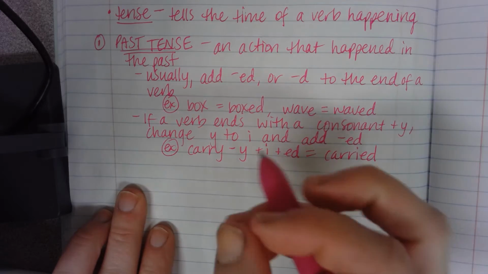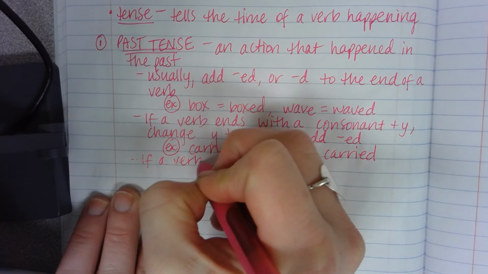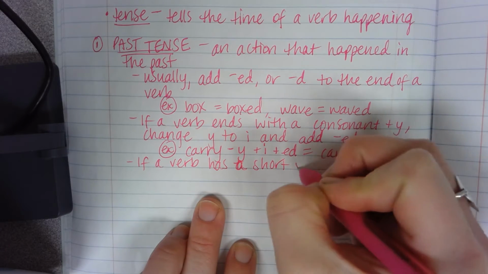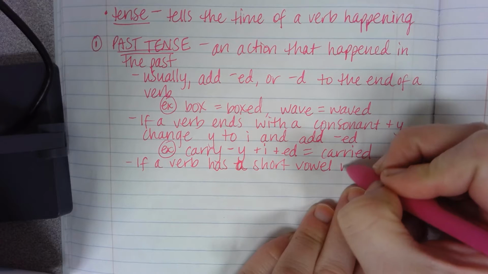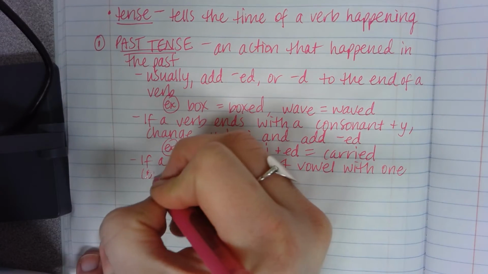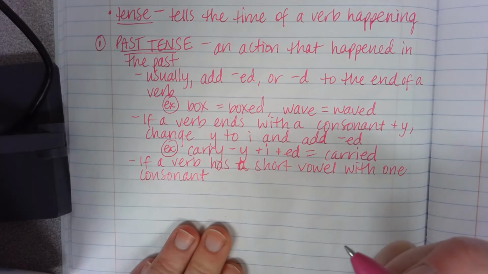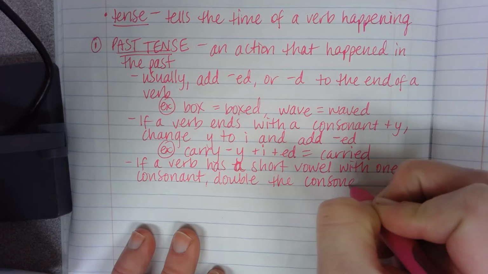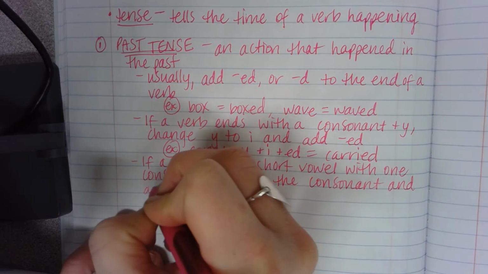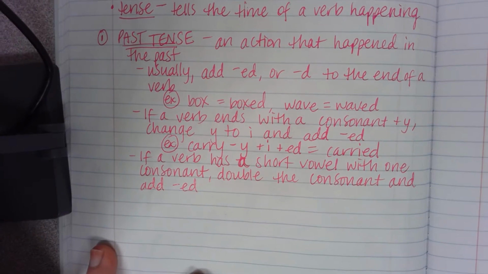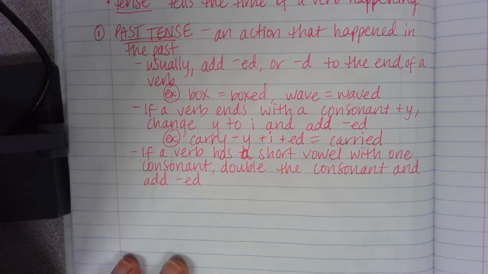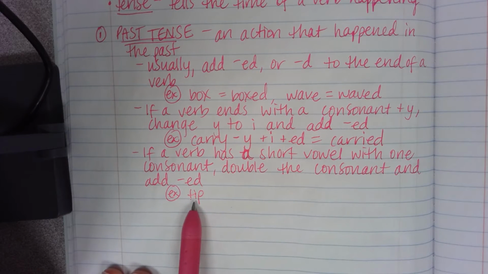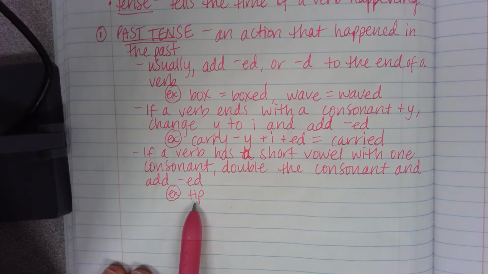All right, another one. If a verb has a short vowel with one consonant, double the consonant, then add ed. Okay, now I'll explain what the short vowel is in a second here. So double the consonant and add ed. So example, the word tip, like you tip the waiter or waitress. Okay, the short vowel here is eh. It's not saying i. It's not saying the name of that vowel. It's the short version or the short sound of that vowel.